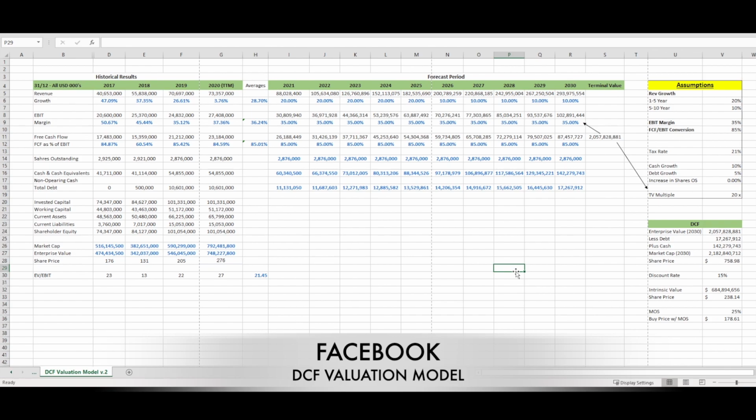I'm going to be doing the Tesla one in a separate video just because this one is obviously quite long now. But in the Tesla one, we're going to be demonstrating how we do a DCF valuation model on a company that is yet to produce free cash flow or earnings. So make sure you look out for that. It's going to be slightly different to this one.